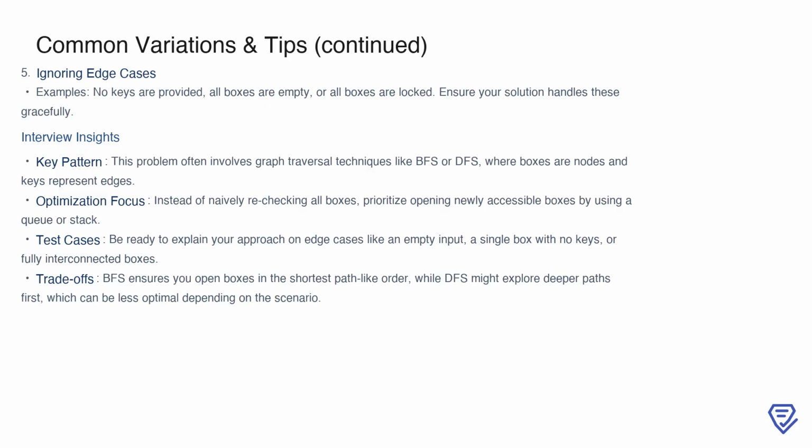Now, from an interview perspective, this problem often boils down to a graph traversal challenge. Think of boxes as nodes and keys as the edges connecting them. Techniques like breadth-first search, BFS, or depth-first search, DFS, are commonly used here. For optimization, instead of repeatedly rechecking all boxes, you should prioritize opening newly accessible boxes. This is where a queue or stack becomes invaluable. You should also be prepared to discuss edge cases with your interviewer, such as handling an empty input, a single box with no keys, or a scenario where all boxes are interconnected.